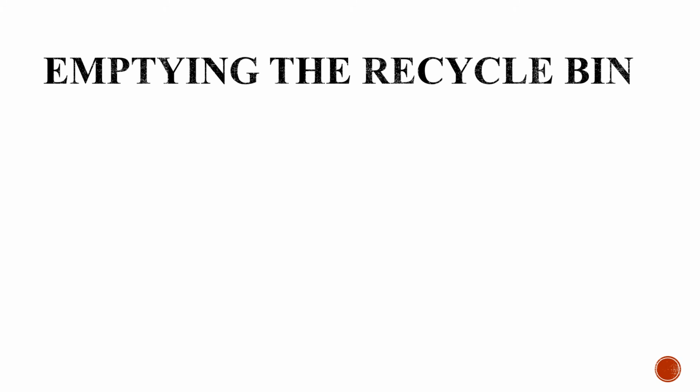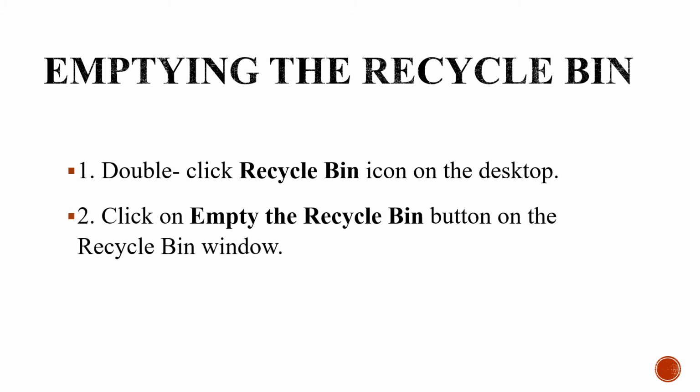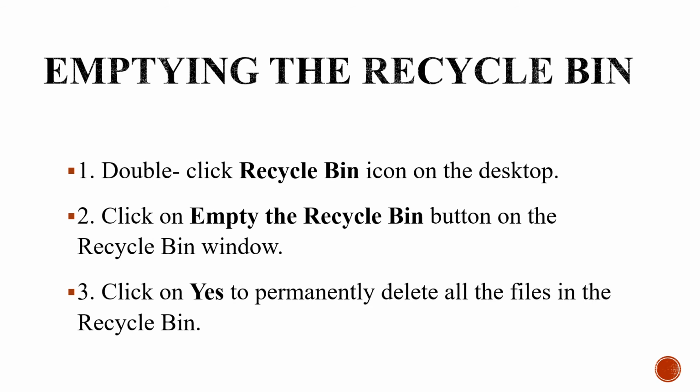Now children, the next topic is emptying the recycle bin. Suppose your recycle bin is full, how are you going to delete the items? These are the steps. Double click on the recycle bin icon and the recycle bin will open. Then click on the empty the recycle bin button. It is there on the window. Then press yes to permanently delete all the files in the recycle bin.